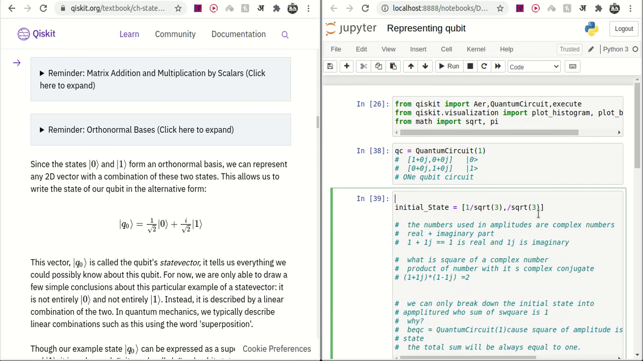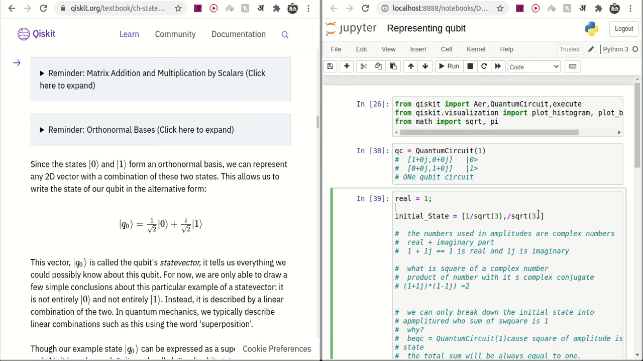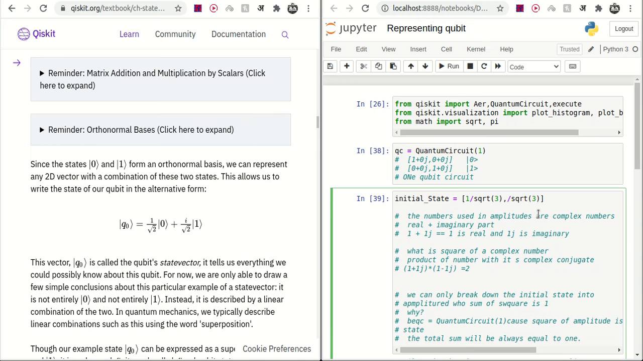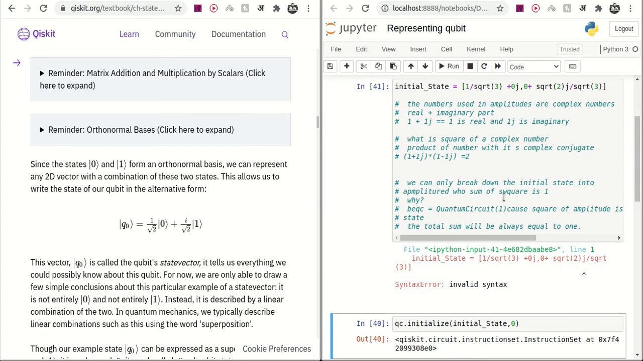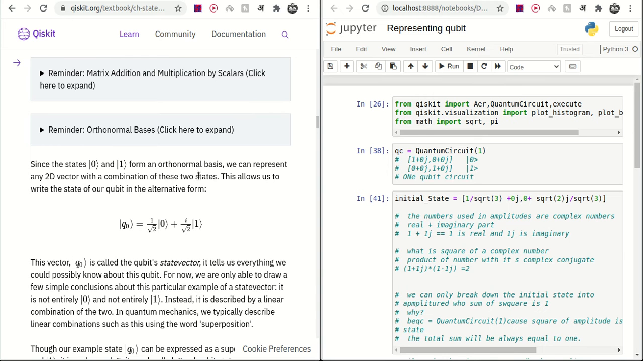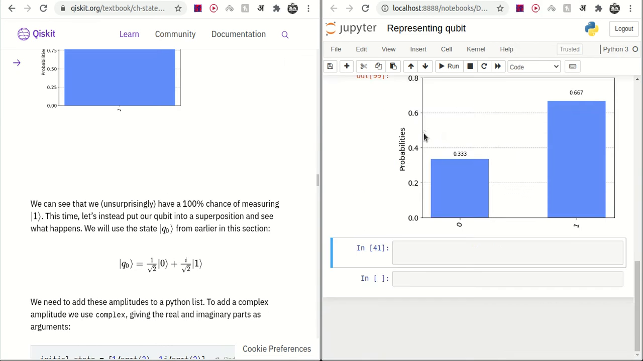Let's suppose we started with this. Real equals 1 and imaginary equals something. Okay, so I got the error.